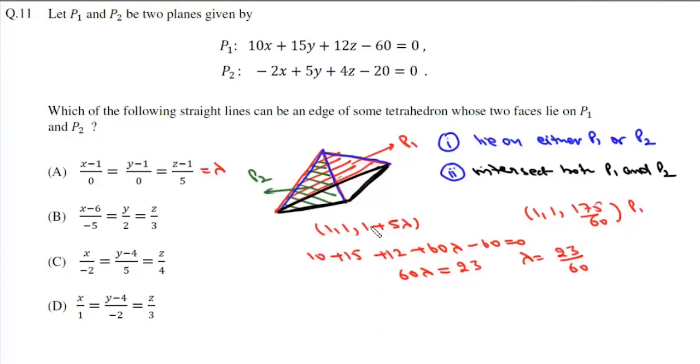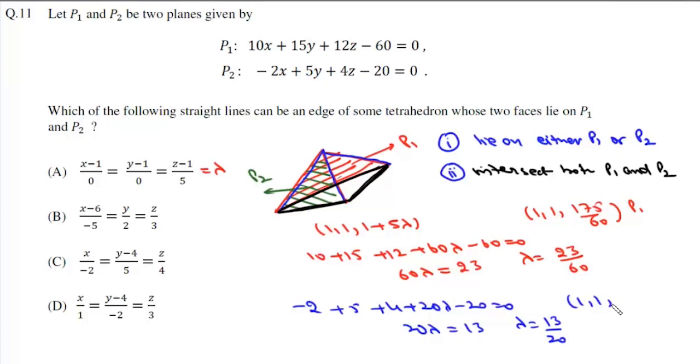Now we'll check the intersection of this line with the second plane, for which we'll put x as 1. So it will be minus 2 plus 5 plus 4 plus 20 lambda minus 20 equals 0. So here we get 20 lambda equal to 22 minus 9, which is 13. So here the value of lambda is 13 by 20, and this point will be 1, 1, and 85 by 20, which are two distinct points. That means this A can be this edge of tetrahedron.